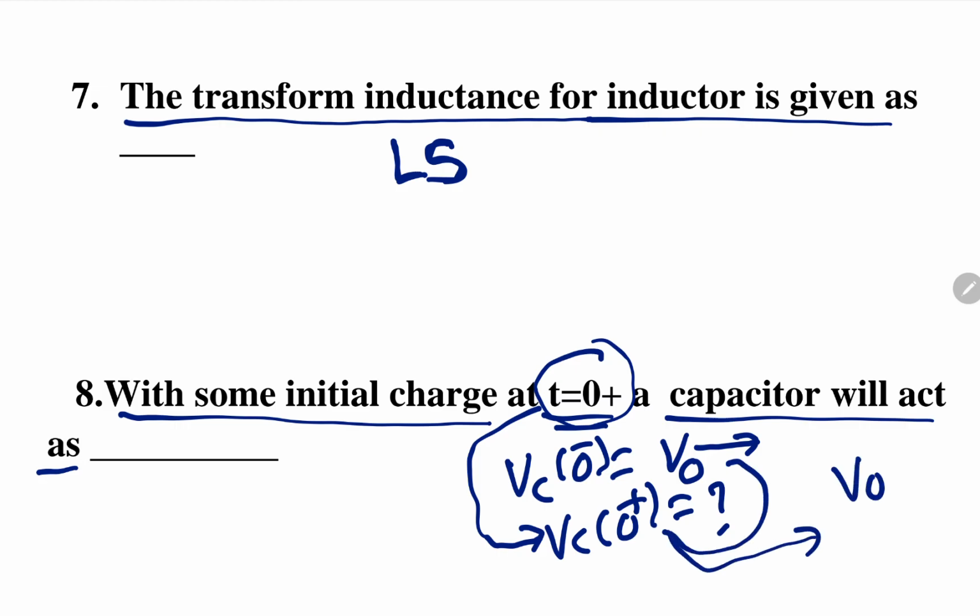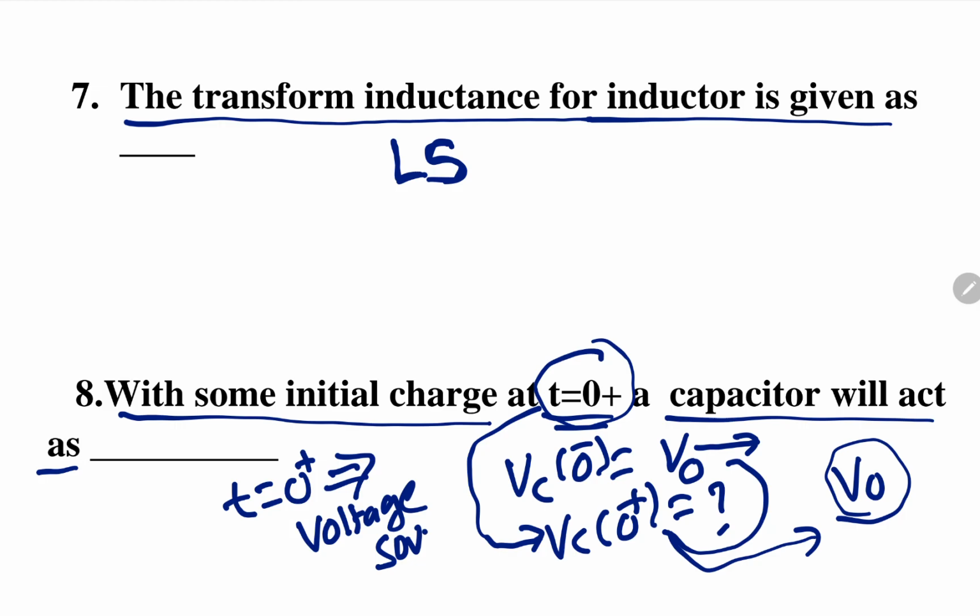If before switching operation the voltage is V naught, after switching operation also the voltage is going to be V naught. That means after switching operation at t is equal to 0 plus, there is some voltage in the capacitor, that is V naught. Some voltage V naught we represent as a voltage source with voltage V naught. So with some initial conditions at t is equal to 0 plus, a capacitor will act as a voltage source.